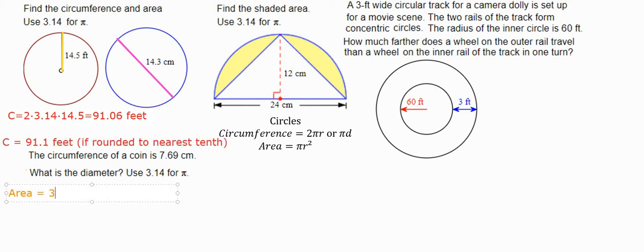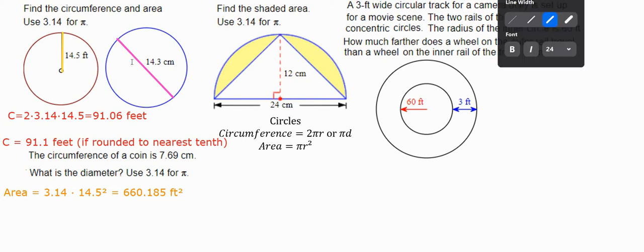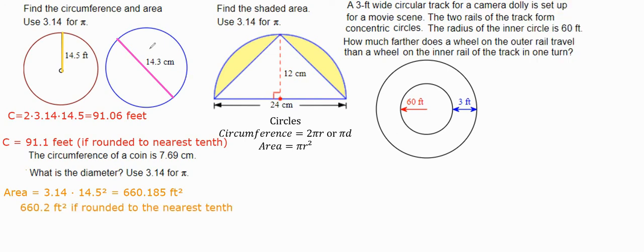And the area is going to be pi, or 3.14, times the radius squared, which is 14.5. And want to remember that squaring a number means multiplying it by itself. So this is really 3.14 times 14.5 times 14.5, which is 660.185 feet squared. Or if we round to the nearest tenth, it would be 660.2 feet squared.